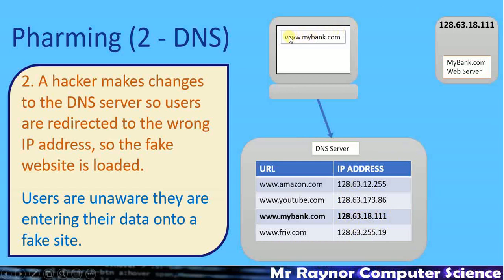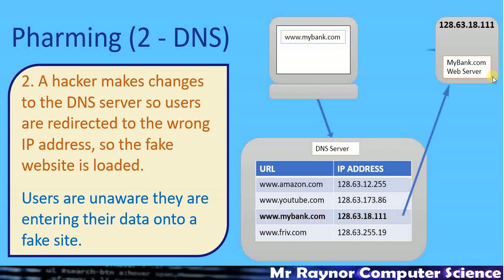So we typed in mybank.com in our browser. It's gone to the DNS server. It's looked up the URL, and it's found that that's the IP address, and then the request gets sent off to my bank's web server, which has that IP address. So that's the normal way of the internet operating.